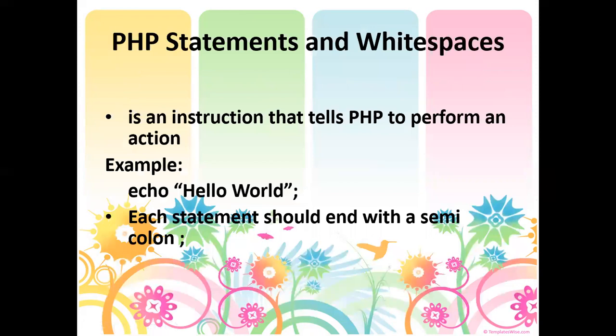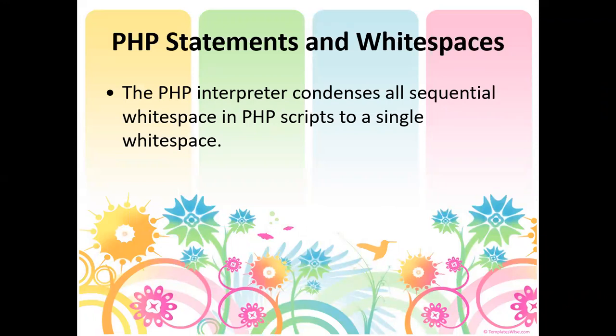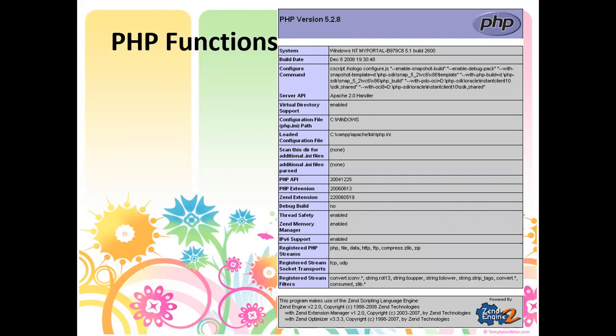So this is now the PHP statements and white spaces. It's an instruction that tells PHP to perform an action. Example, echo hello world. And each statement should end with a semicolon. So that's what happens. The PHP interpreter condenses all sequential white spaces in PHP scripts to a single white space. And a while ago, I showed to you phpinfo. This is what happens when you type, let's type it again. If you use this particular code, phpinfo, then this is what you get. Okay, this is the output.